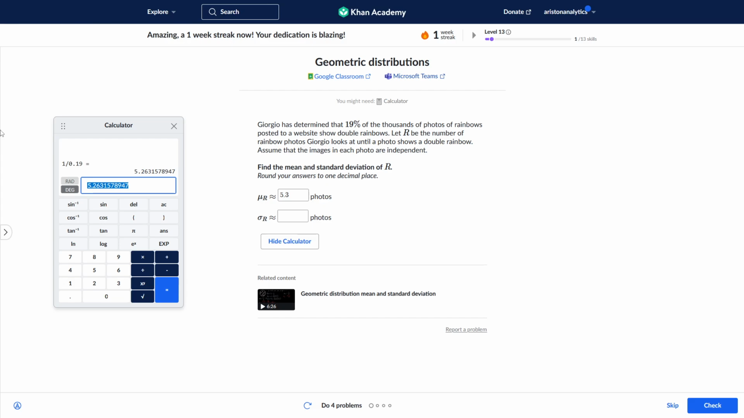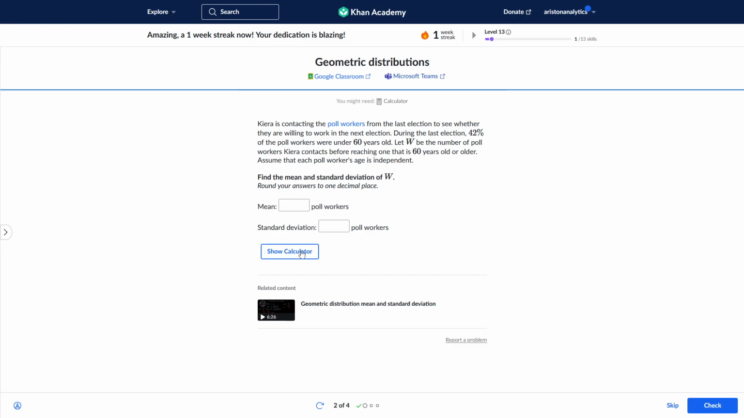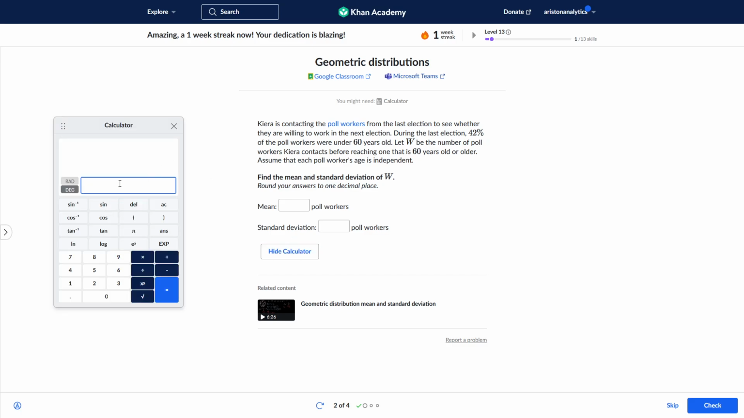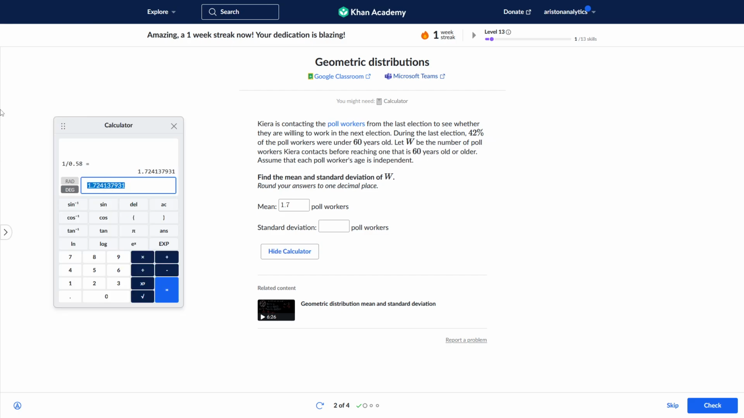Double rainbows. Okay. Straightforward. We're doing the inverse of that, so P is 0.58. Okay.